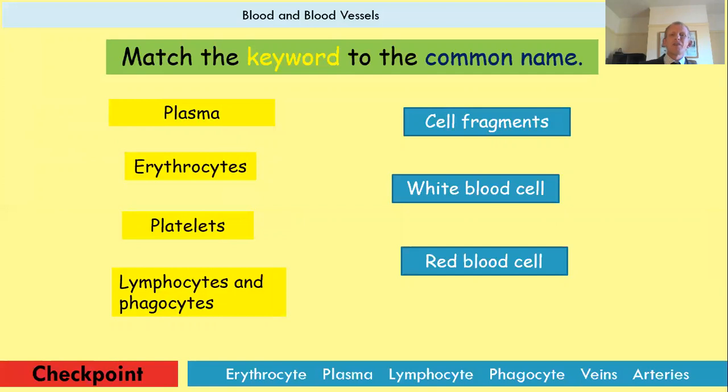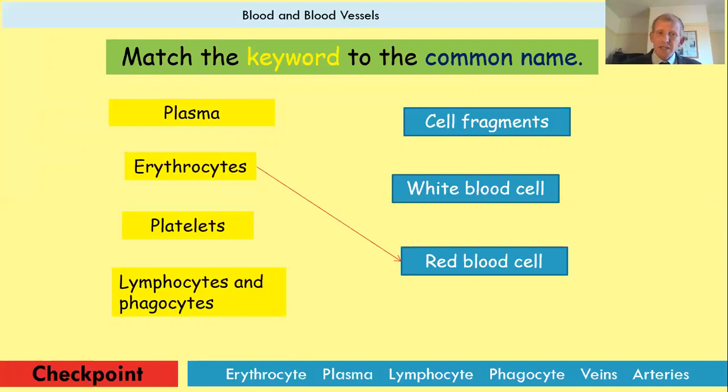Okay, guys, well done for having a go at that. We're going to run through the answers now, just to make sure you've got them all correct. I'm sure you have. I did point out before you started that there are four words down the left-hand side and only three on the right-hand side. So we're going to ignore the first one, because there isn't actually a common name for plasma. We're going to move straight down to erythrocytes. That's the scientific name for the red blood cell. Erythrocytes is a red blood cell.